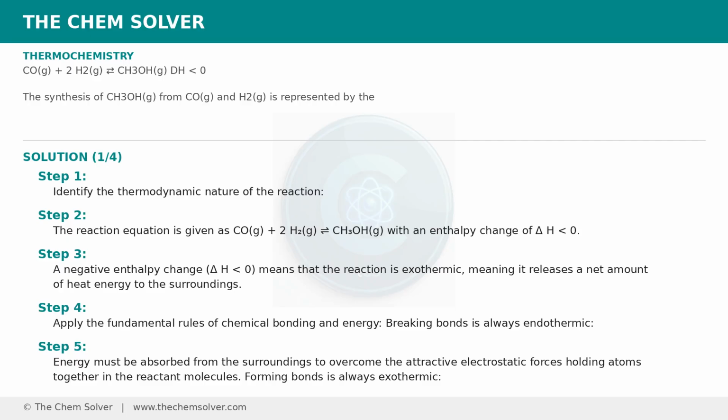Identify the thermodynamic nature of the reaction. The reaction equation is given as CO + 2H2 ⇌ CH3OH with an enthalpy change of ΔH < 0. A negative enthalpy change, ΔH < 0, means that the reaction is exothermic, meaning it releases a net amount of heat energy to the surroundings.